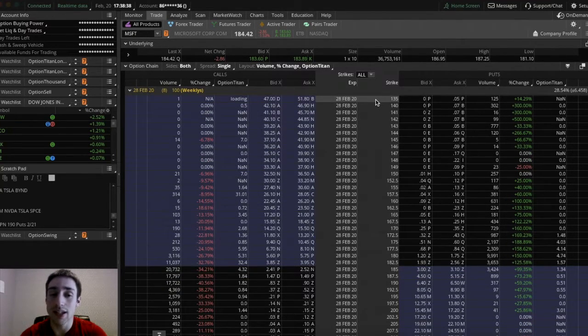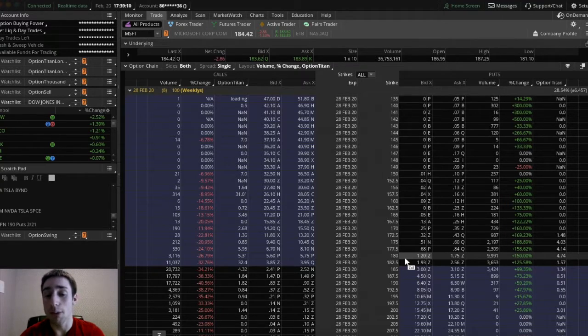And then you could see that Microsoft is at about $184 right now. What a put option does is it gives you the right but not the obligation to sell Microsoft at the underlying strike price. So for example, Microsoft's at $184 right now. If you buy the $180 put, that will give you the right, but not the obligation, to sell 100 shares of Microsoft for $180 each.